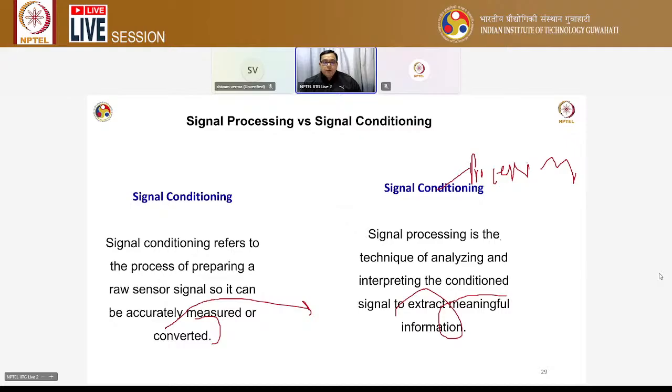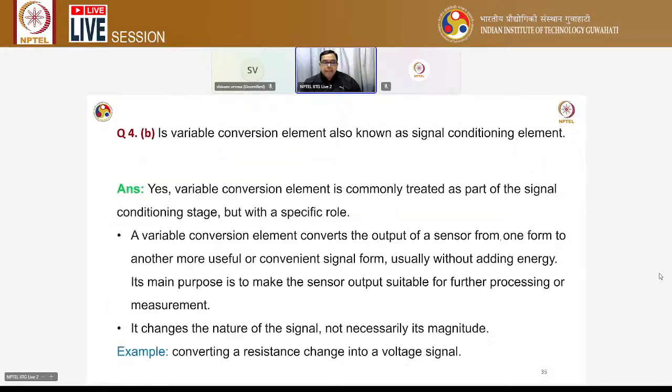Okay, and for this I would say that yes, a variable conversion element is commonly treated as part of the signal conditioning stage, but with a specific role. A variable conversion element converts the output of a sensor from one form to another, more useful or convenient signal form, usually without adding any additional energy. So its main purpose is to make the sensor output suitable for further processing or measurement.